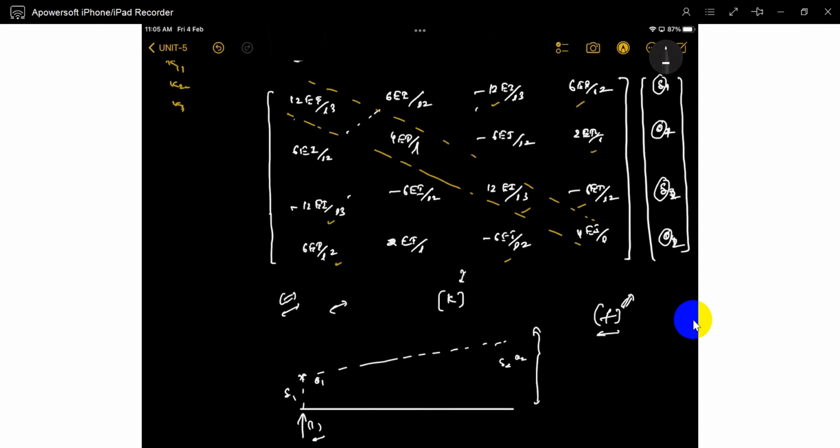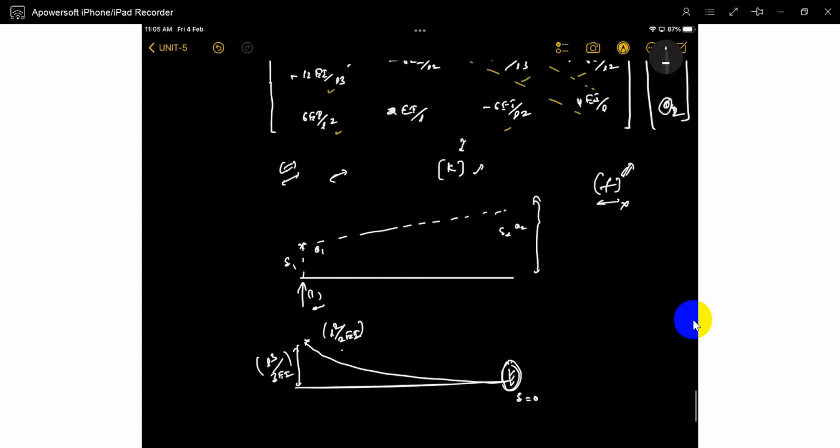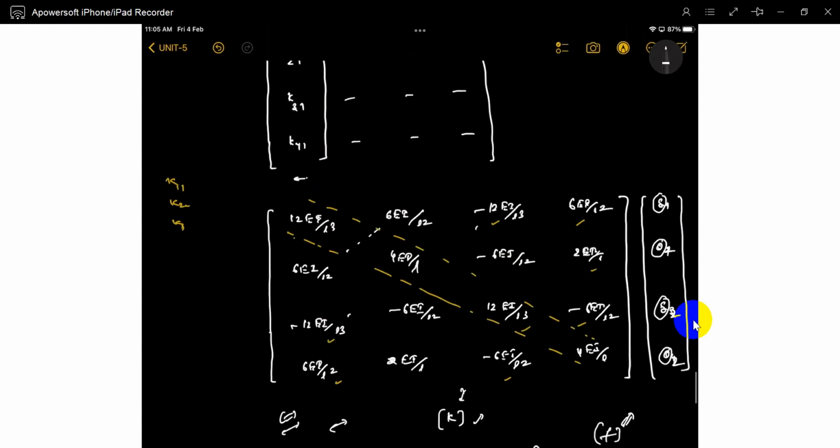If you see any finite element analysis, everything uses a stiffness matrix only, not a flexibility matrix. So that's the one thing you have to understand. There is no flexibility matrix for this type of 4 by 4 matrix. You won't get it anywhere for a single flexural element.